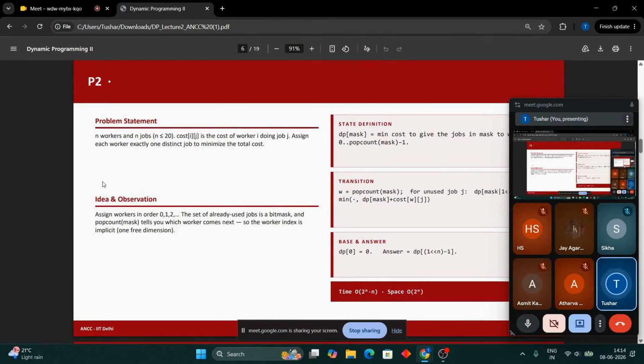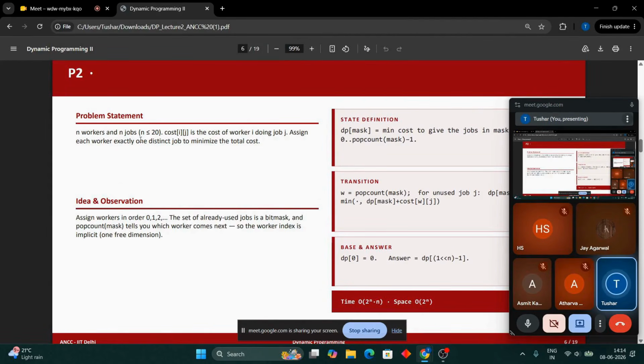This is the next problem. This problem is related to bitmask DP. The main idea is that n is very small, n is less than or equal to 20, which gives us a hint that we can have our state revolving around some subset of a set.